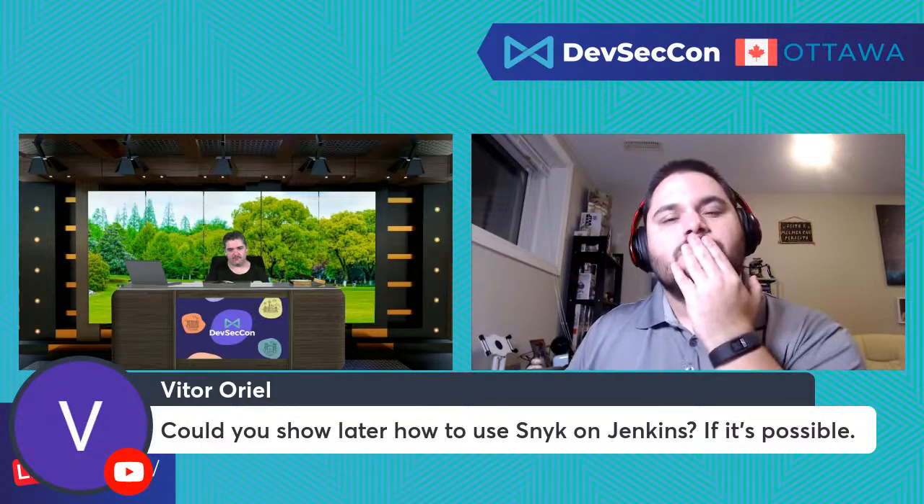Yeah, awesome. So we do have a number of questions across Discord and also from YouTube. First one is from Vitor. Could you show later how to use Snyk on Jenkins if possible, or recommend a post or a blog? Yeah, I don't have an example readily with Jenkins. I do have one with GitHub Actions. Let me post the link here for you. But with Jenkins, I don't have an example here.